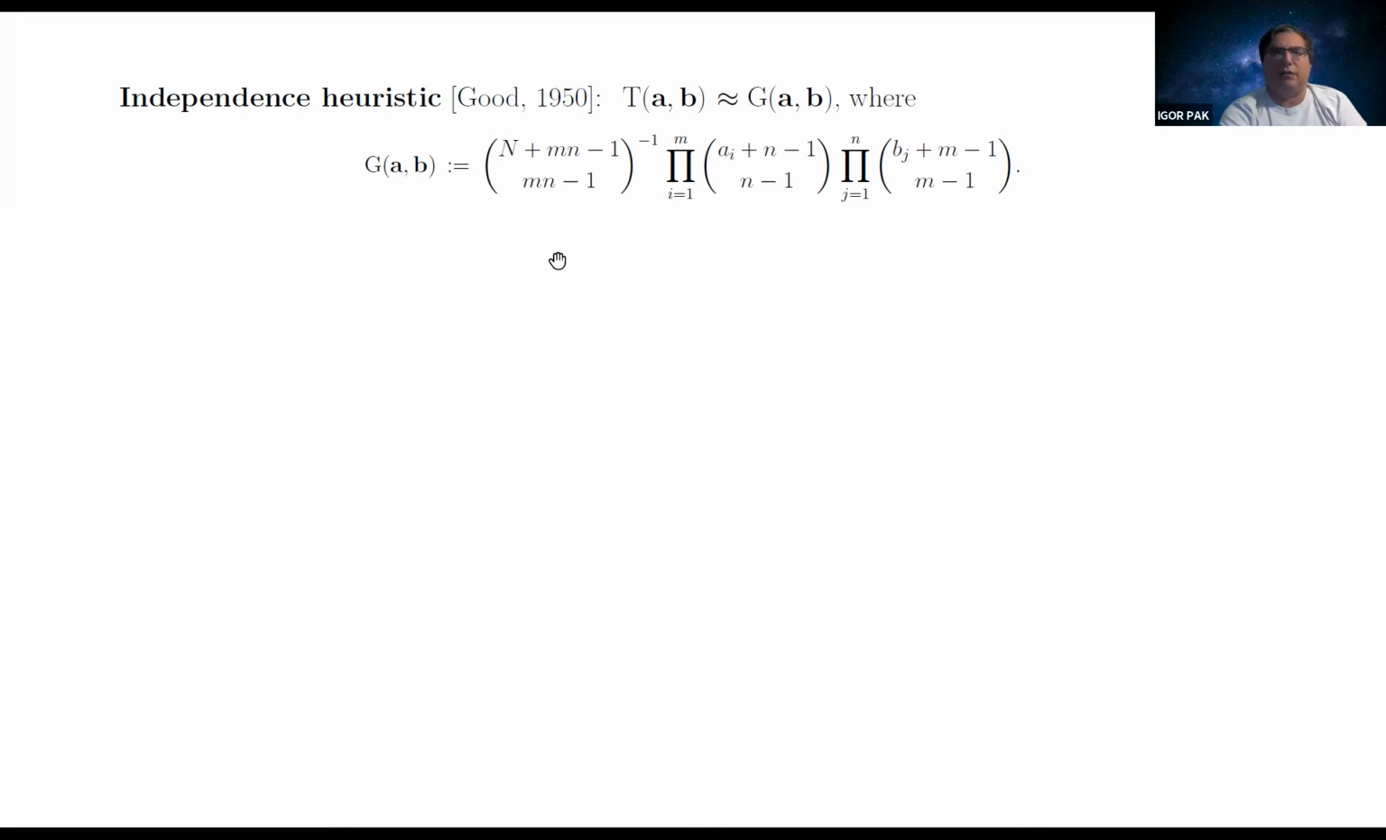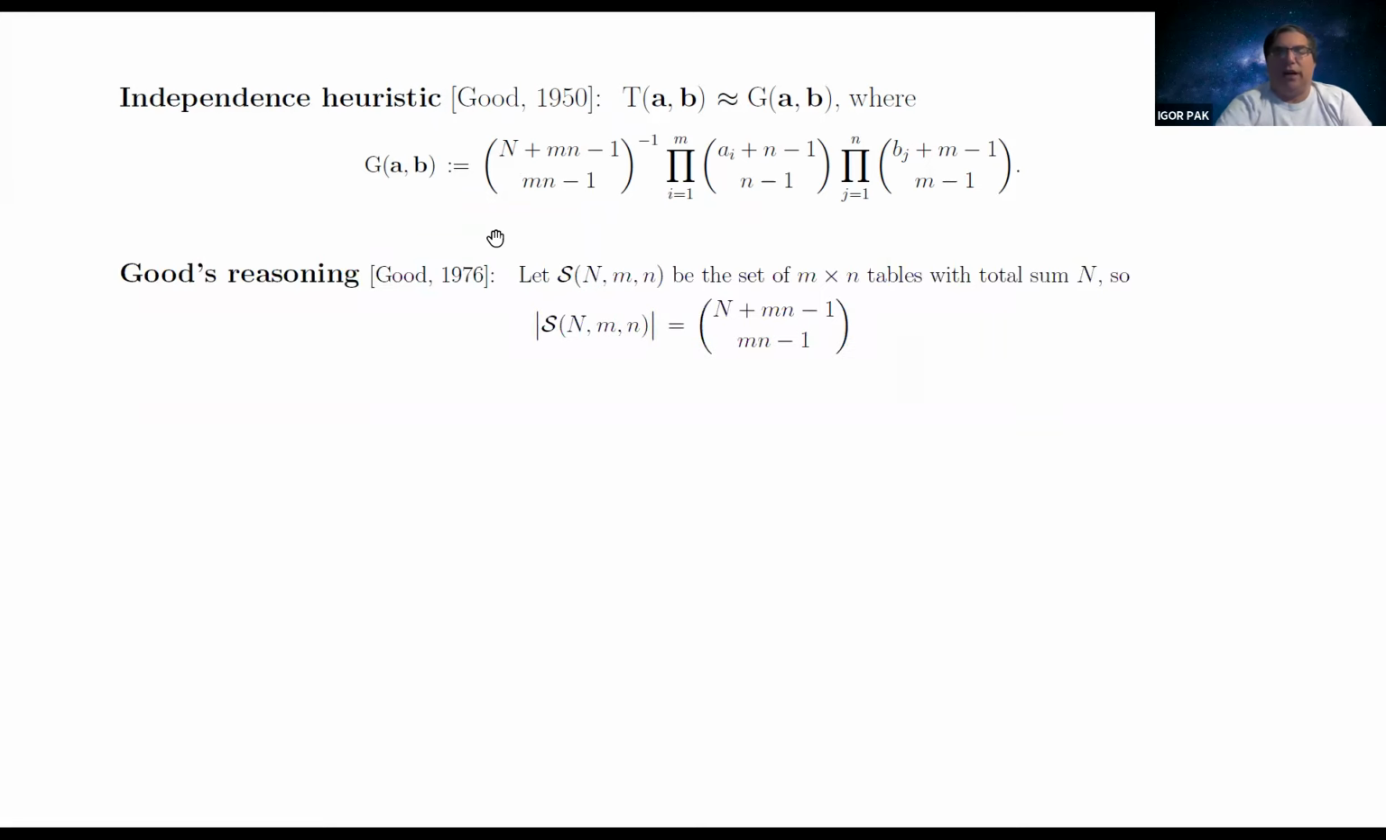So here is something kind of amazing. Suppose now you want to calculate exactly, or approximately, the number of contingency tables. Apparently, there is a really simple formula which gives you a fairly good approximation. This formula is by Good, and it's just a product of binomial coefficients. Capital N is the sum of the a_i equal to the sum of the b_j. And I'm just going to tell you his reasoning, because the reasoning is fairly simple.